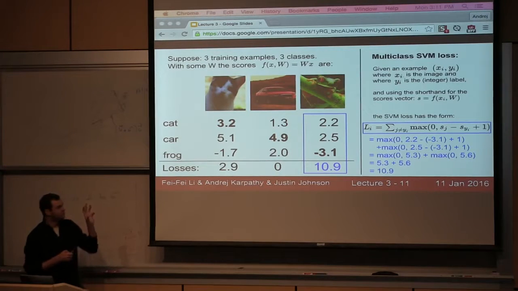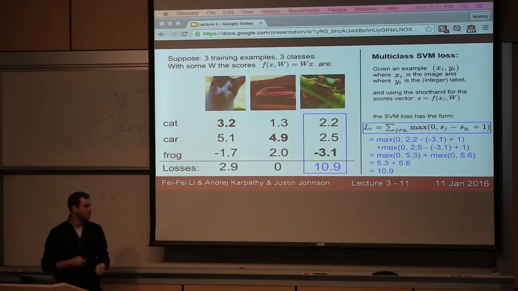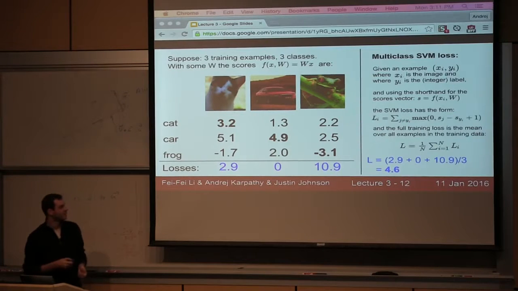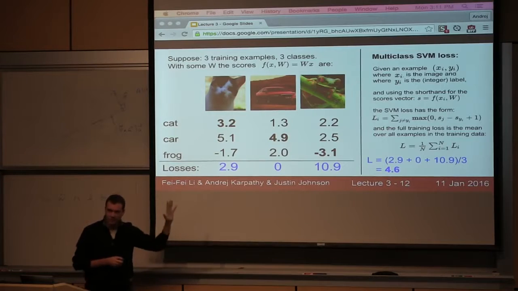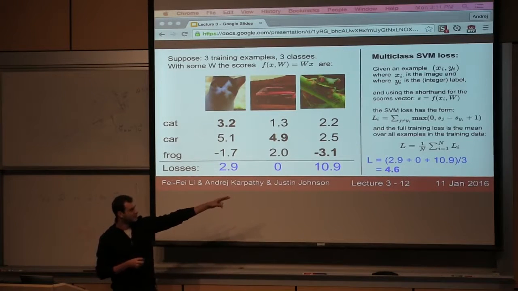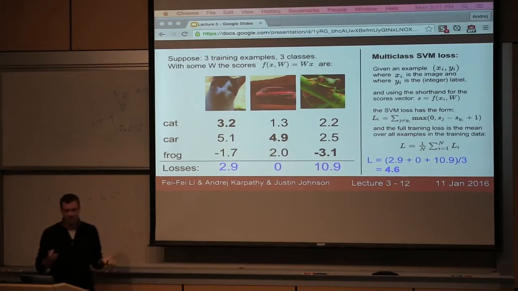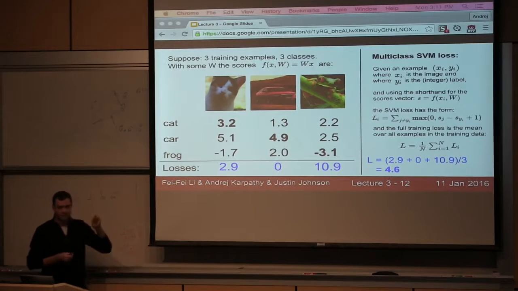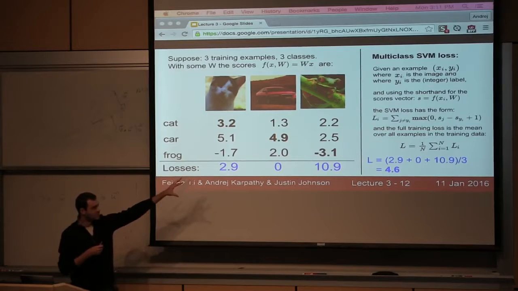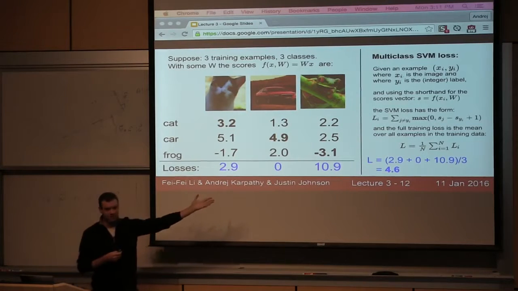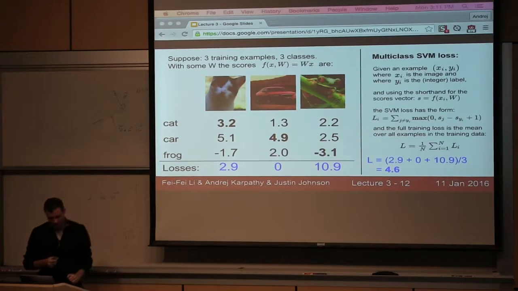And now, if we actually want to combine all of this into a single loss function, we're going to do the relatively intuitive transformation here, where we just take the average across all the losses we obtain over the entire training set. And so the loss at the end, when you average these numbers, is 4.6. So this particular setting of W on this training data gives us some scores, which we plug into the loss function, and we get an unhappiness of 4.6 with this result.